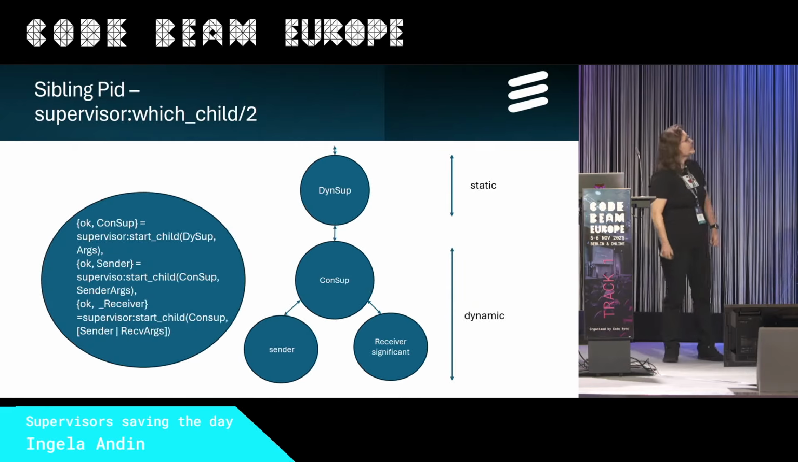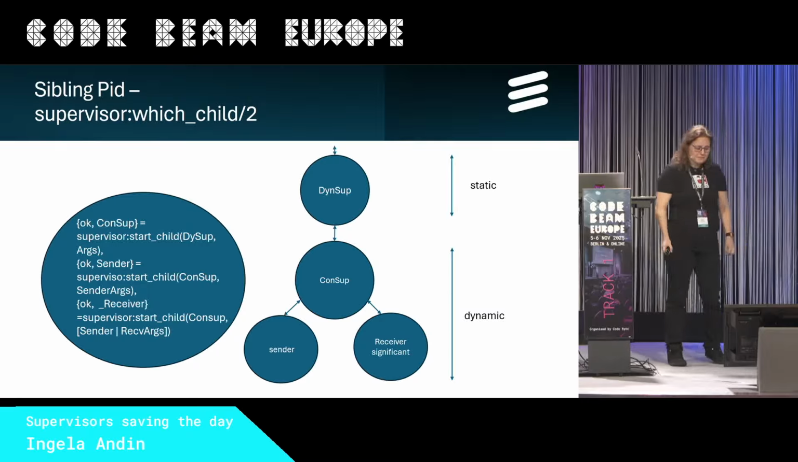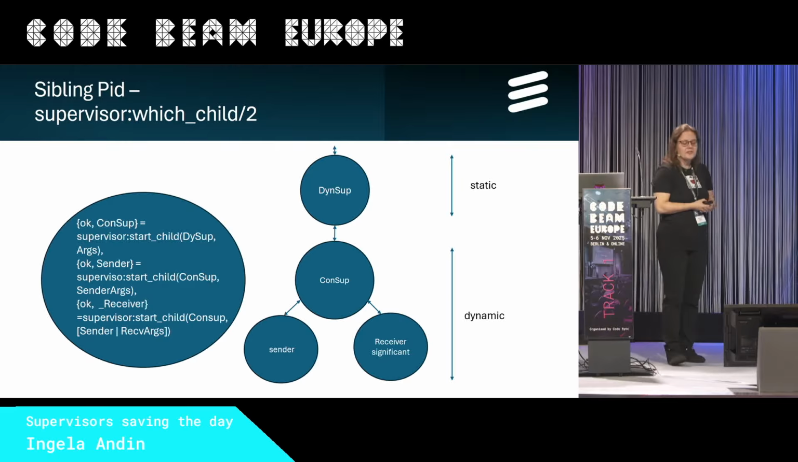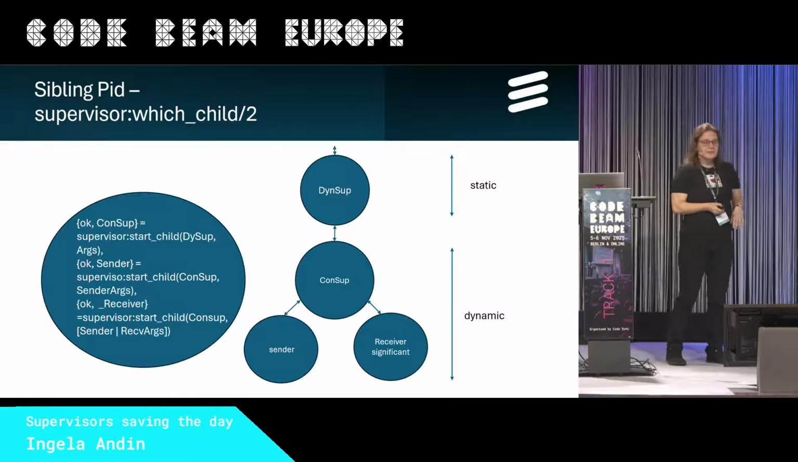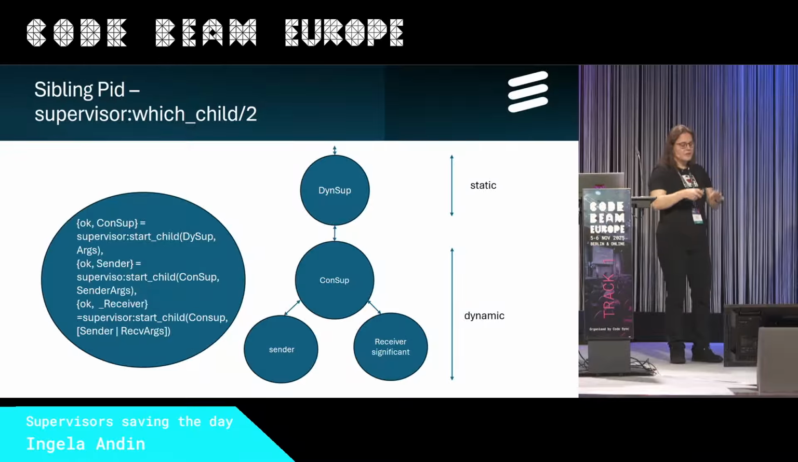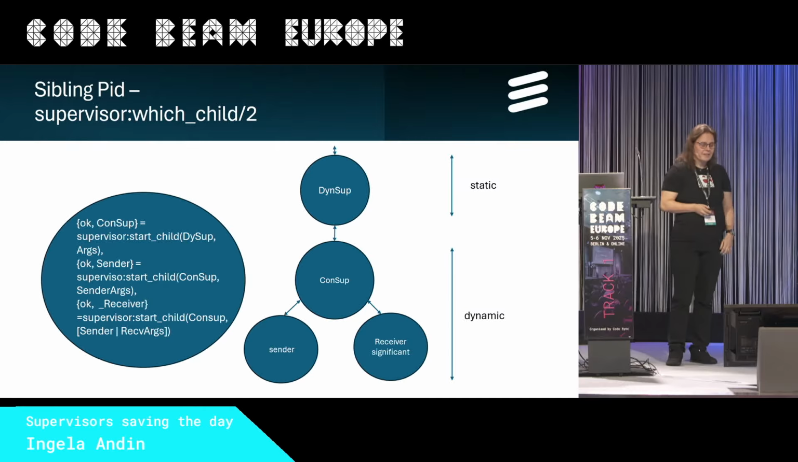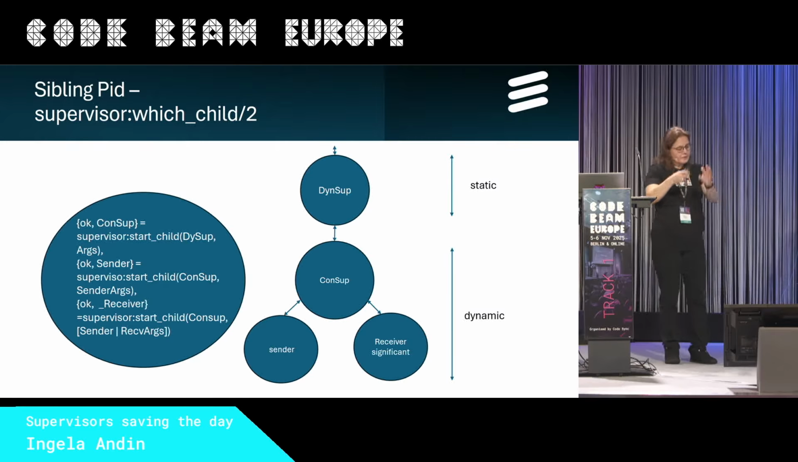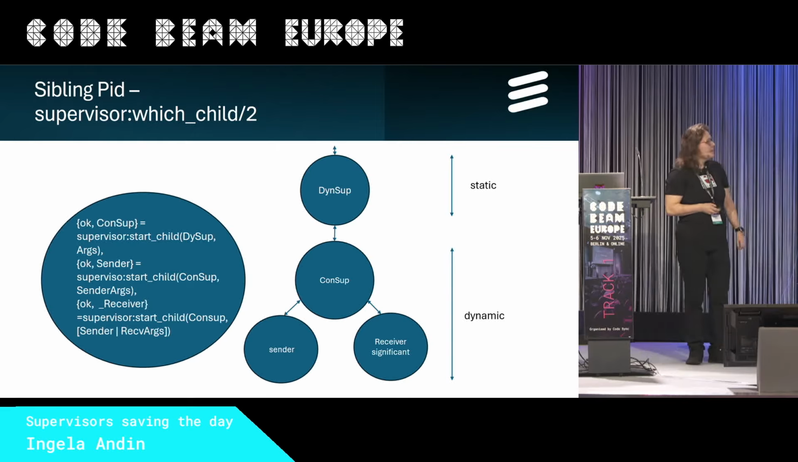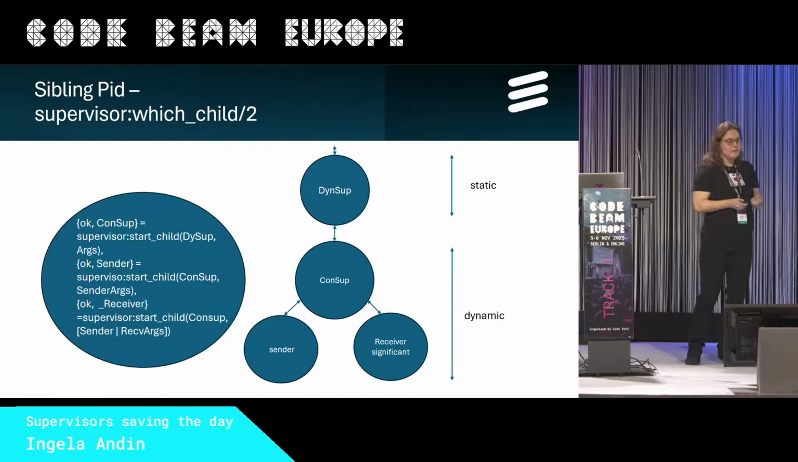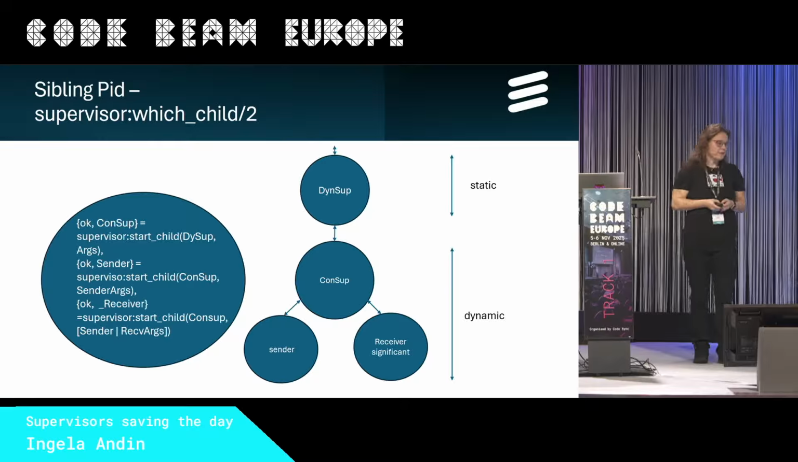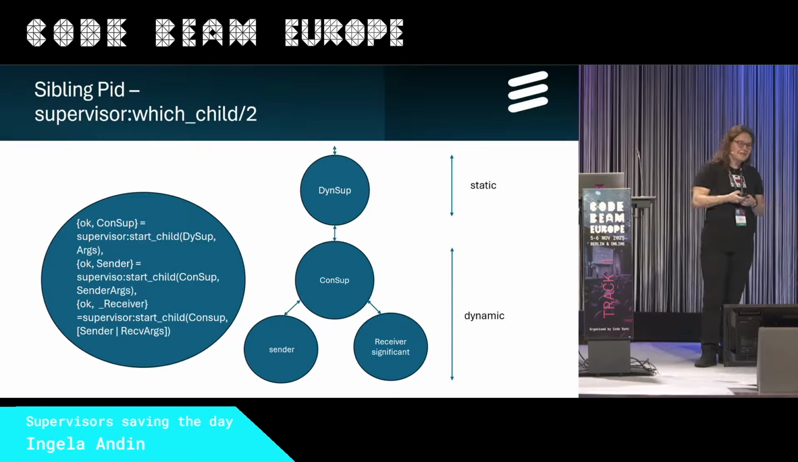Oh, and this is a really new thing. Supervisor which child is a very convenient thing. Because when starting up this supervision tree for the connection, I want my receiver process to know the PID of the sender process. And if I start it from the supervision tree, I really don't know that information. And I could register names for my processes, but that's not really an option for my tens of thousands of connections.